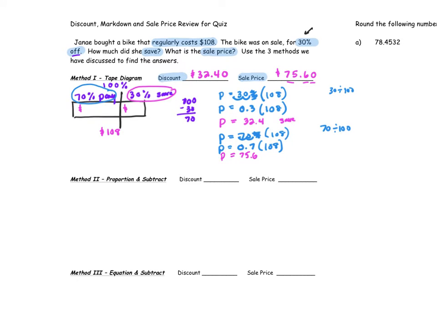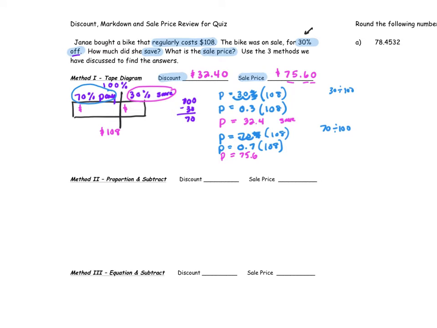So the advantage of this method is we're usually given the discount amount. So we're going to use that percent. And then after we find the discount, we're going to subtract it from the regular cost. And so we're not going to write a tape diagram, so we're not going to have to figure out the other percent. So whether that's an advantage or a disadvantage, you can decide that.